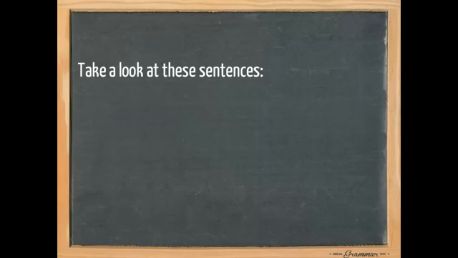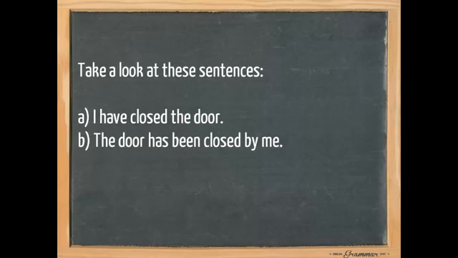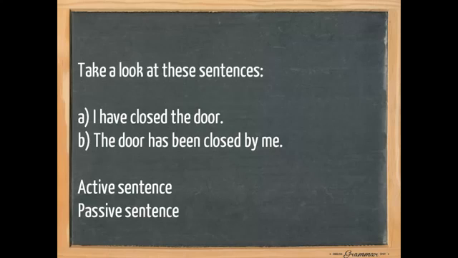Take a look at the following sentences. I have closed the door, and the door has been closed by me. The first sentence is an active sentence. The second sentence is a passive sentence. Now usually we turn active sentences into passive sentences.